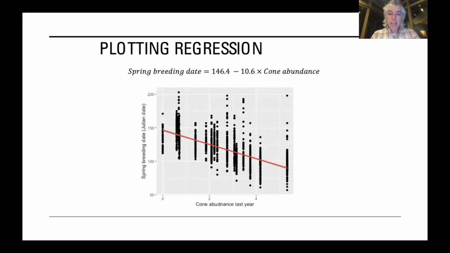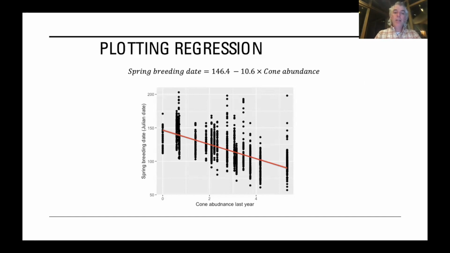So probably the simplest general linear model then is a simple linear regression like we've already talked about. So here I'm simply showing a regression between the abundance of spruce cones available to red squirrels and the date in the spring on which the females give birth. And you can see that there's a negative relationship. In years when there's more food, squirrels breed earlier in the spring.